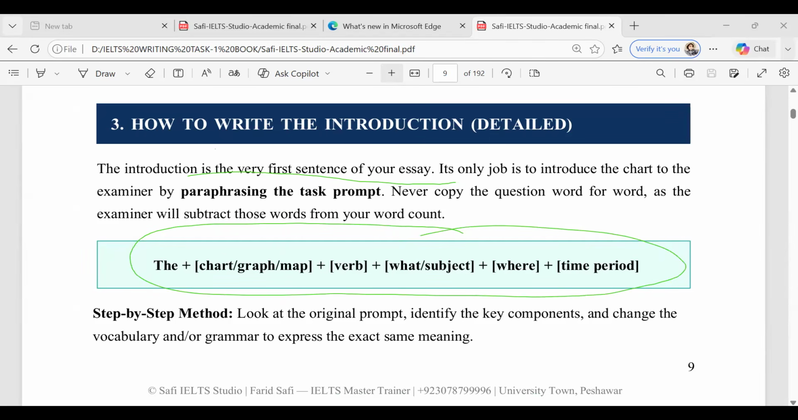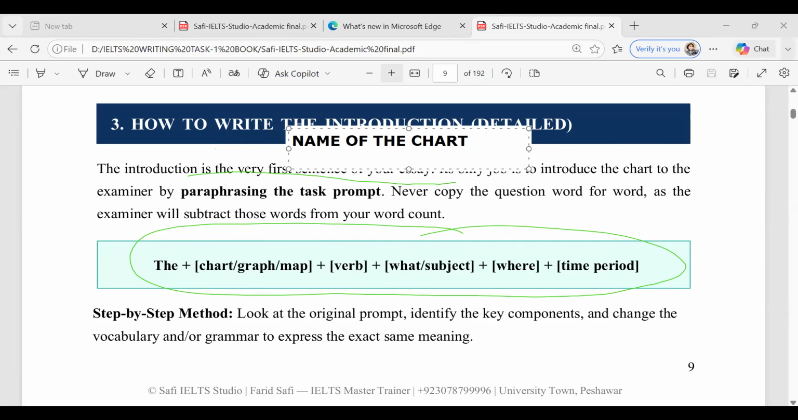In this formula, we have got 5 points. If you want to write an introduction for a line graph, bar chart, pie chart, or table, we're going to introduce 5 points in it. How many points will there be? There will be 5 points. The first one, point number 1, you can use the name of the graph or chart.